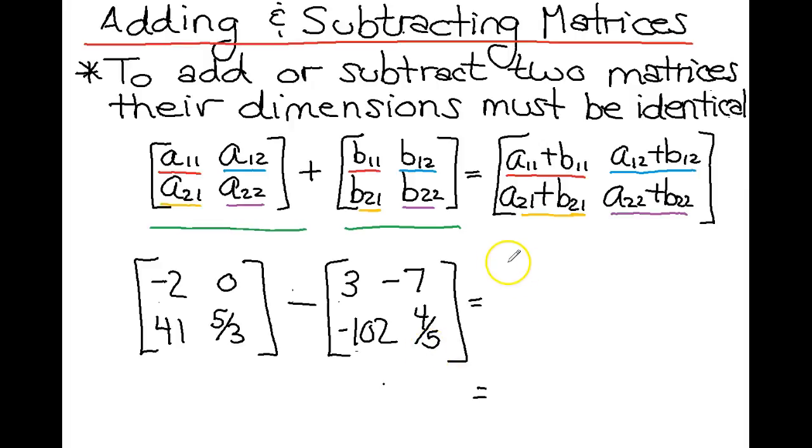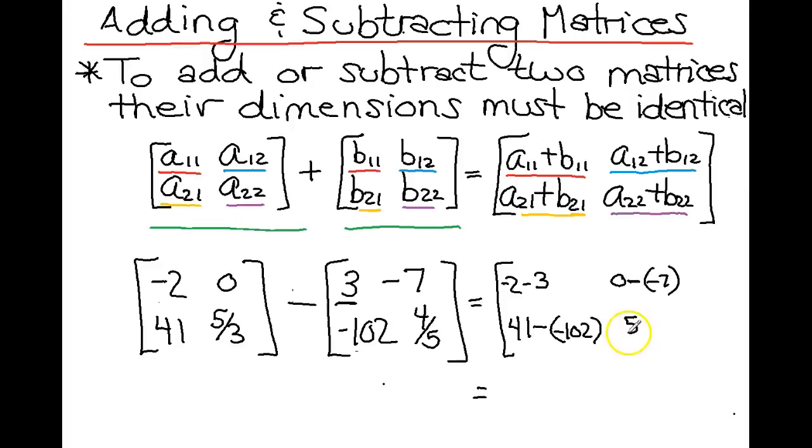Alright, so I'm going to subtract the elements that are in the same positions in both matrices. I would write negative 2, and I'm going to subtract from negative 2 the element in its position, which is 3. And then I would move on to the next column and write 0, and I'm going to subtract from 0 a negative 7. And then I have a 41, and I'm going to subtract from 41 a negative 102. And then I have a 5/3, and I'm going to subtract from 5/3 4/5. And then again, I'm going to go ahead and simplify that.